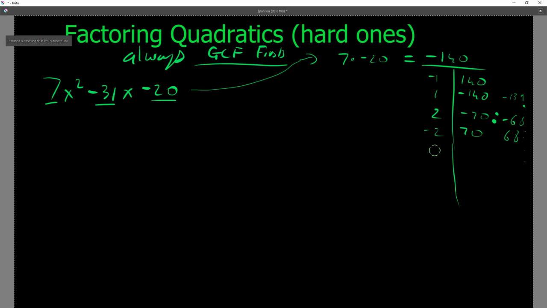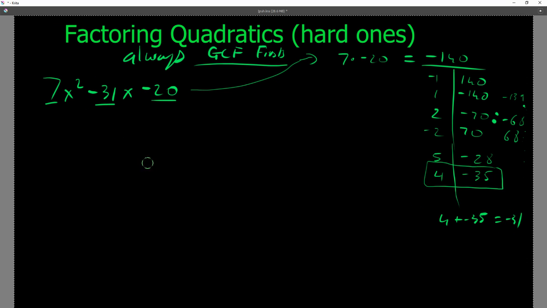This one comes out to be, what would it be, 5 and negative, let's see, 28. Hey, that doesn't work. How about 4 and negative, let's see, 25 and 10, 35. Oh, there you go, negative 35. There. These guys will work, right? Because they add up. 4 plus negative 35 is negative 31. That's what I want. I want negative 31. So I have these two numbers, and I'm going to use them.